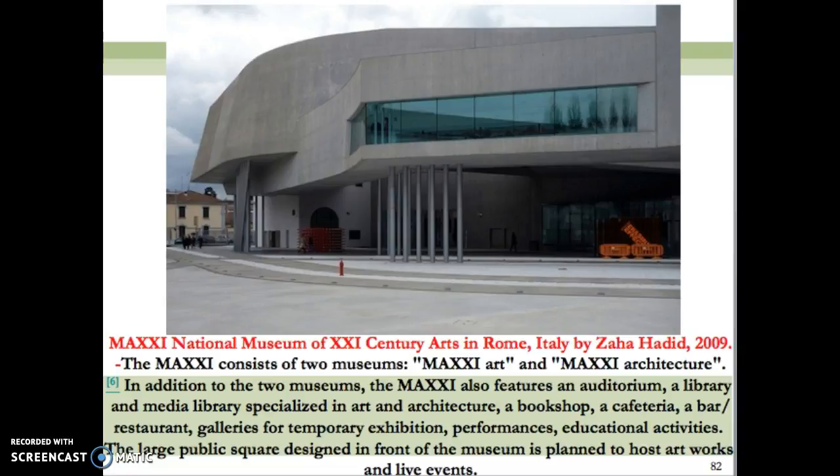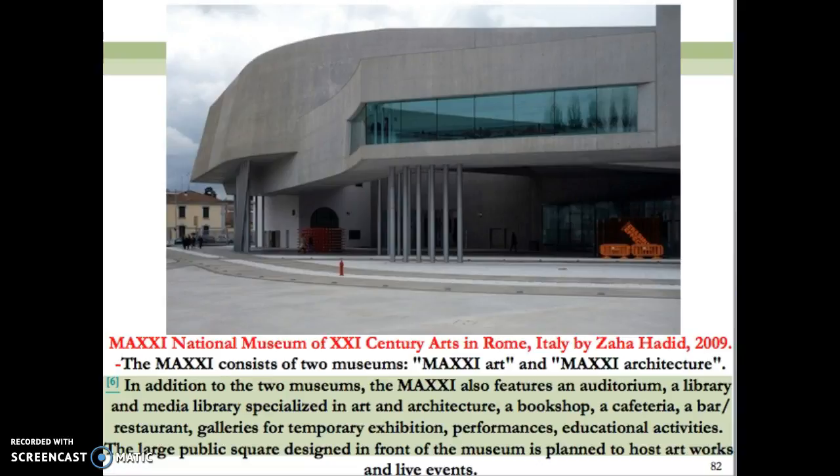But I think transitioning from Gehry's Guggenheim Museum in Bilbao to this museum provides an interesting contrast. So what similarities do you see? What differences do you see between the Guggenheim and the Maxi Museum? Well, hopefully you're thinking about the organic curvilinear surfaces of both of the museums. However, this is made mostly of concrete.